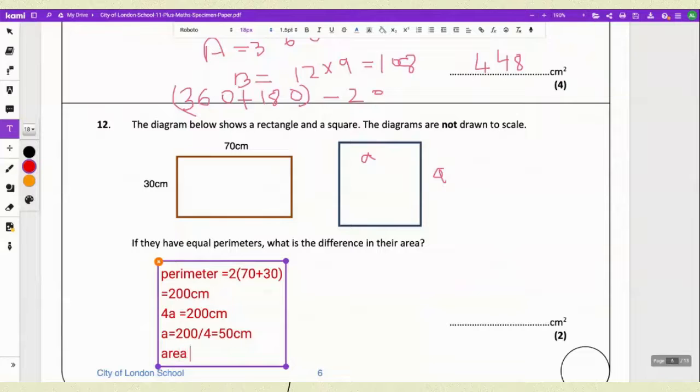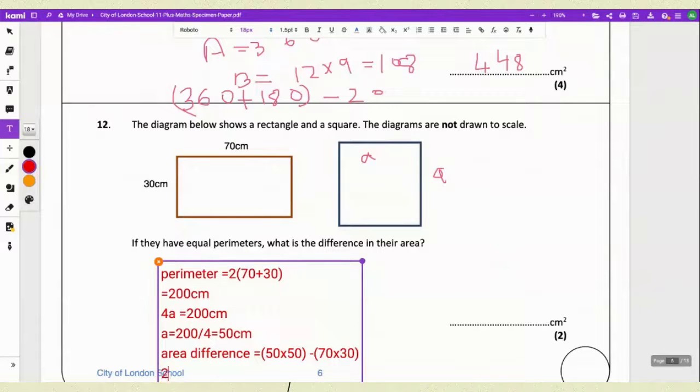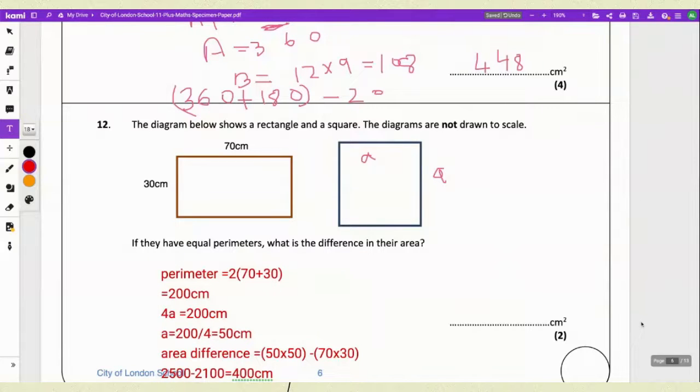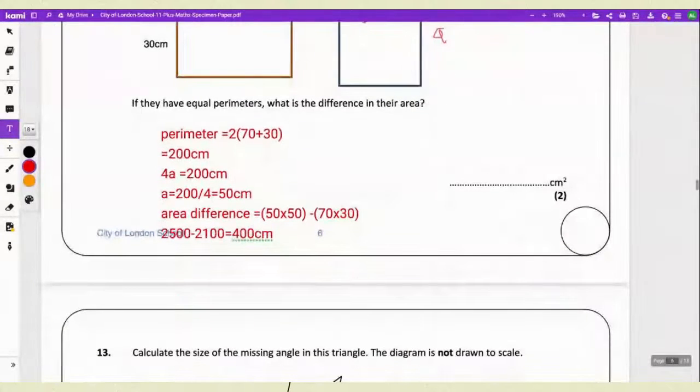So now you have to find the area difference. That would be 50 multiplied by 50 minus 70 multiplied by 30. That would give you guys 2500 minus 2100. That would be 400 centimeters square. So this is how you do this one.